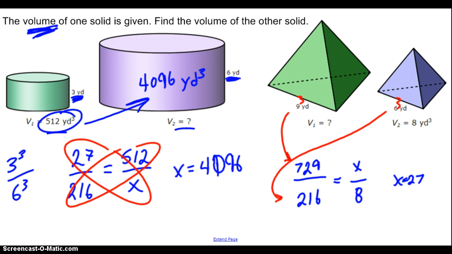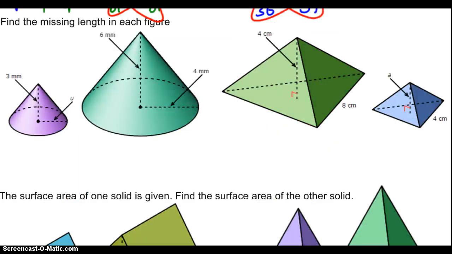Back up to those middle 4 problems. Alright, so for these problems, it asks me to find the missing length in each figure. Now let's think back. Length. Is length a normal ratio, a squared ratio, or a cubed ratio? That's right, length is a regular ratio. So when we see length, we can treat it just like we would any regular proportion or similarity problem like we did earlier in the year.